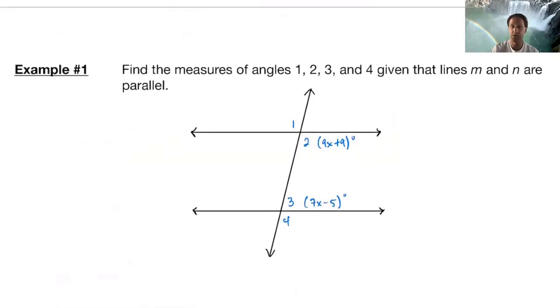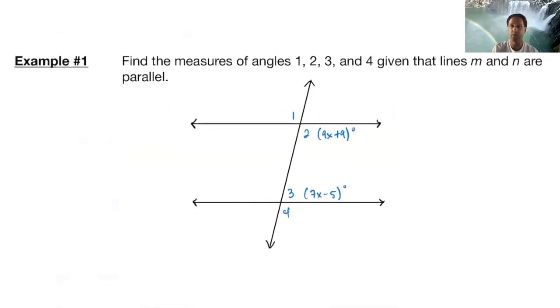So let's jump into the examples and see if we can apply some of this new knowledge that we have, starting with example 1. Find the measures of angles 1, 2, 3, and 4 listed, given that lines M and N are parallel. So we got some transversal L, we'll call it, and therefore, what do you know about some of these angles?